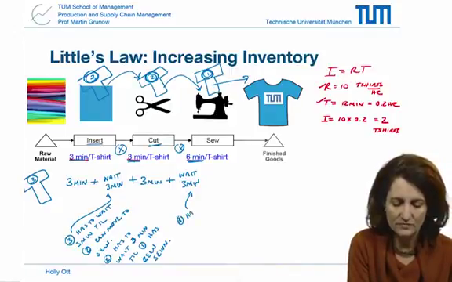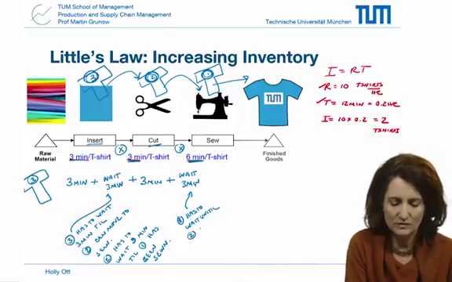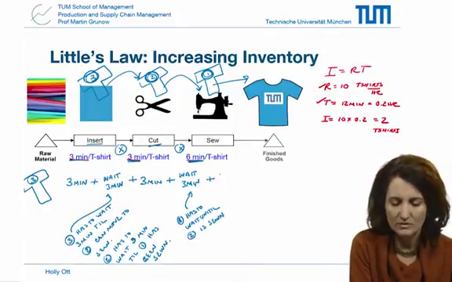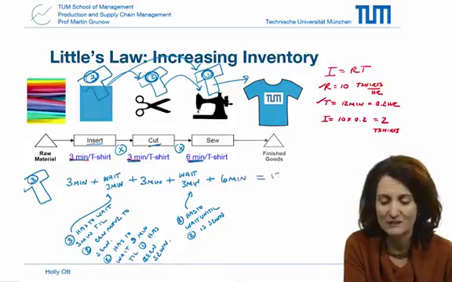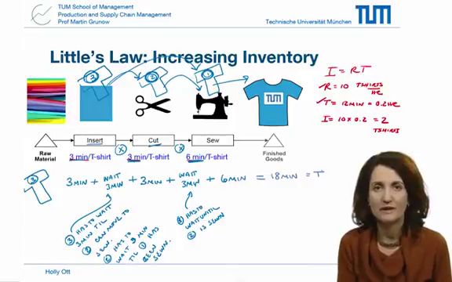3 has to wait until 2 is sewn. And then finally, when t-shirt 3 finally moves into sew, it has 6 minutes. And so in total, you have 3 plus 3 plus 3 plus 3 plus 6 is 18 minutes. It's your flow time. What happened here?